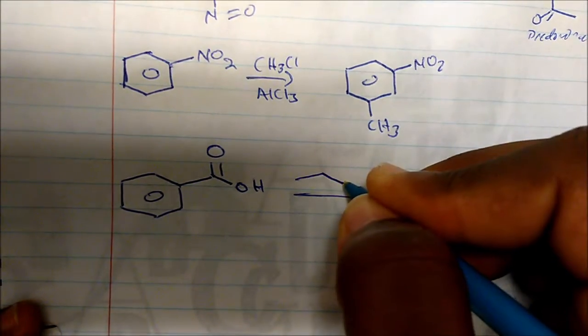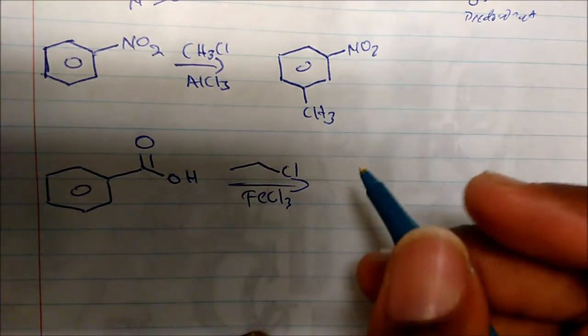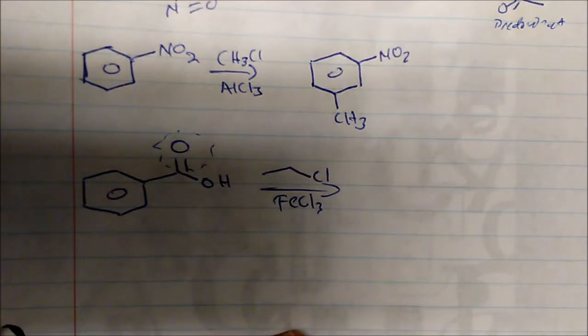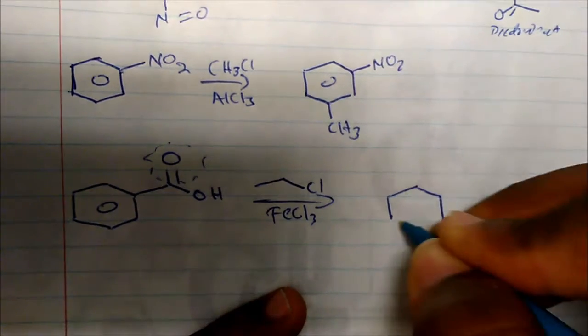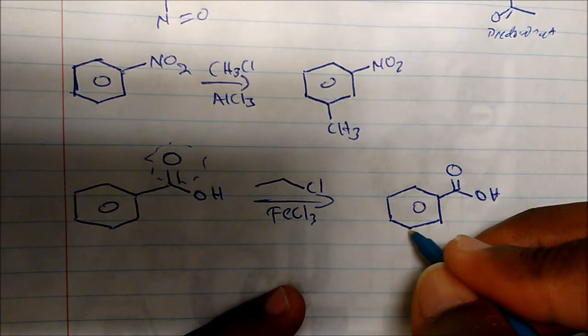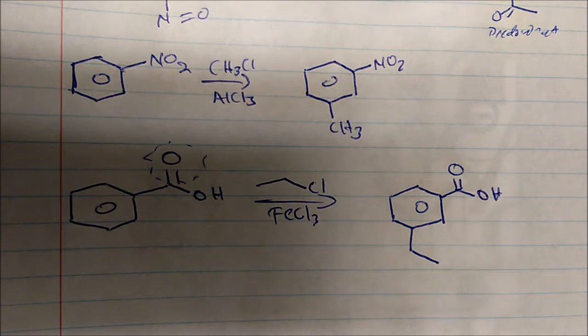Now, what about this? What if I take a carboxylic acid and I add this molecule here and iron trichloride? What would I get? Well, again, I see double bonds here, so I'm thinking this has to be an electron acceptor, an electron withdrawing group. Therefore, I'm going to get meta orientation. So the product for this synthesis would look something like this. That would be the product that I would get.